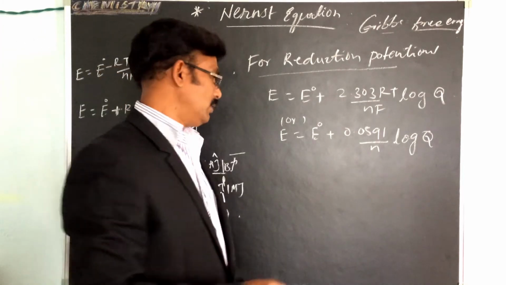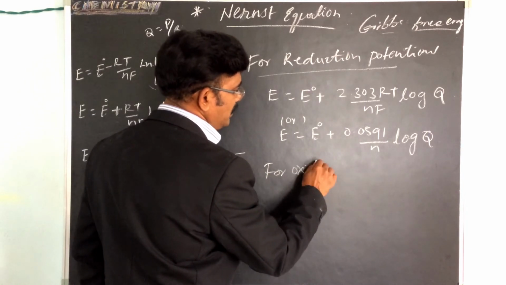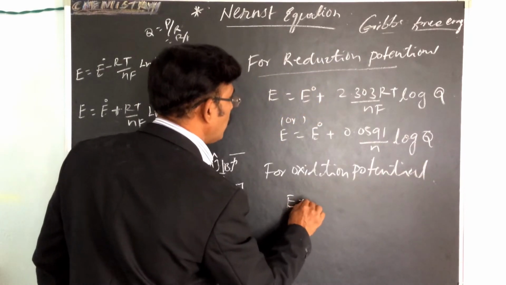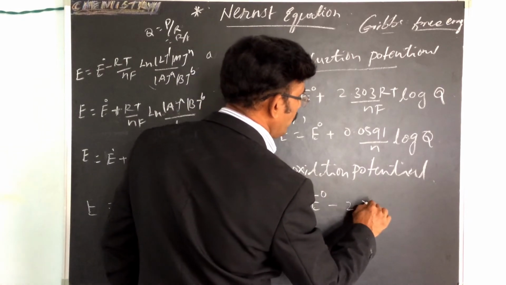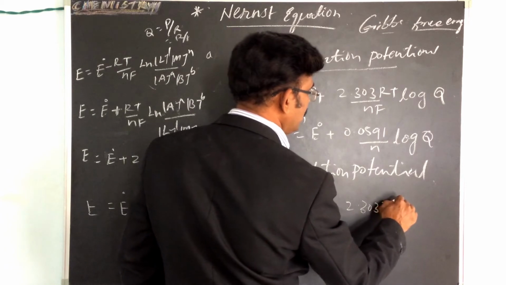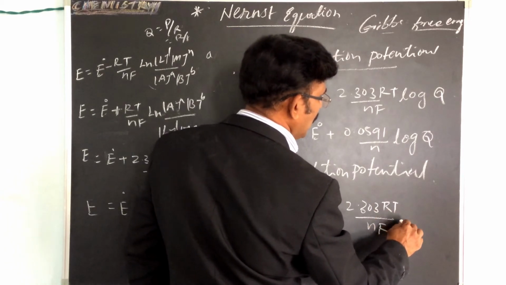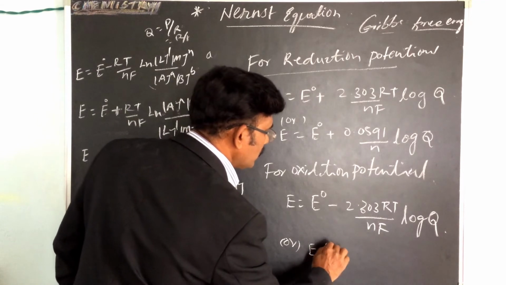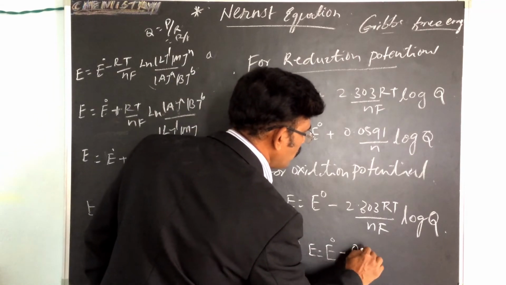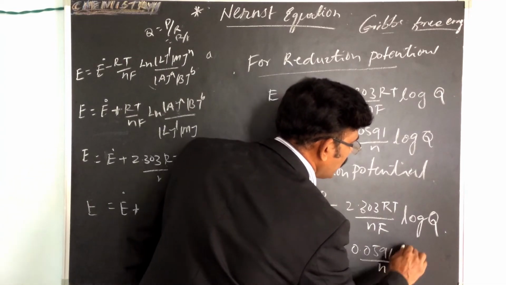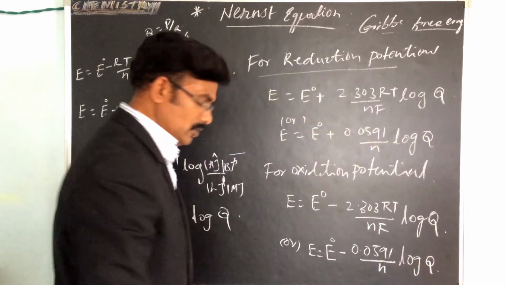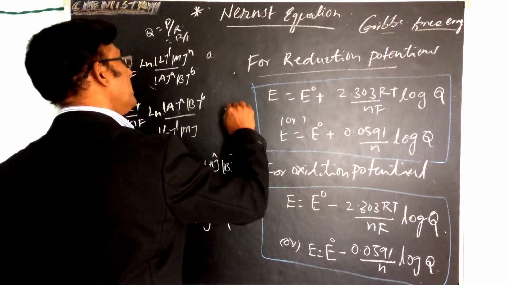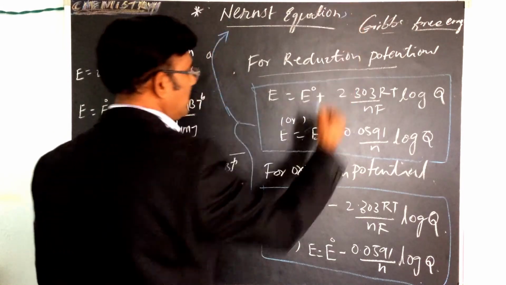In the case of oxidation potential, E is equal to E0 minus 2.303 RT by NF log Q, or E is equal to E0 minus 0.0591 by N log Q. These are called the Nernst equations.